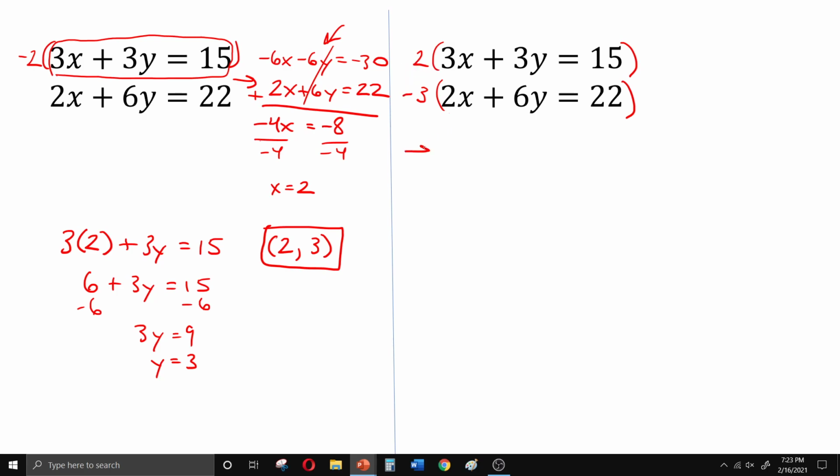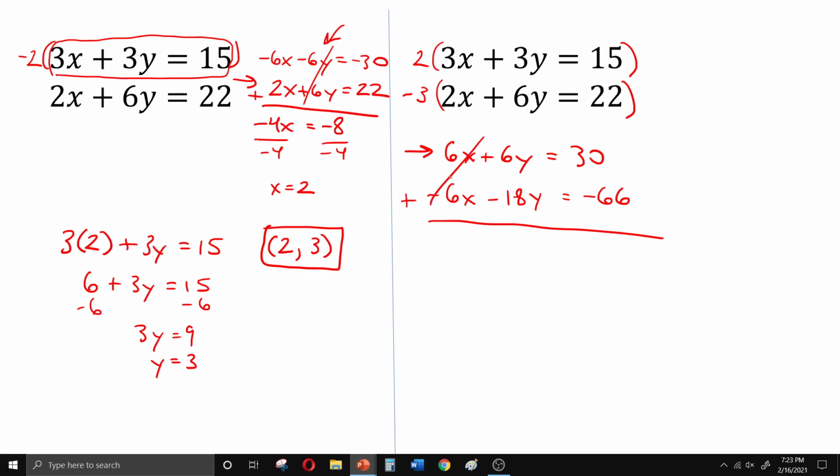All right, I'm going to distribute that. I'll do that down here. 6x plus 6y is 30, right? Distributing a 2 to the top. And then also to the bottom, negative 6 minus 18 is negative 66. Remember, distributing the negative, just be careful. And now we can see, hey, when I add these together, okay, this time the x-coordinate's going to go away. Because it doesn't matter which variable cancels, it just matters that one does.